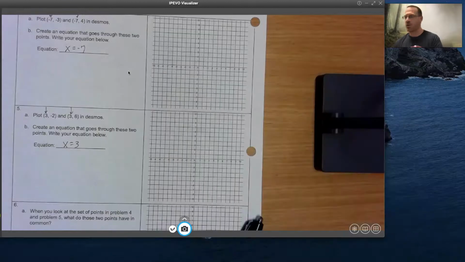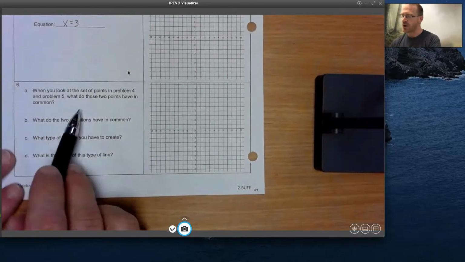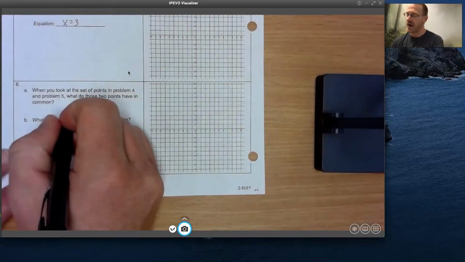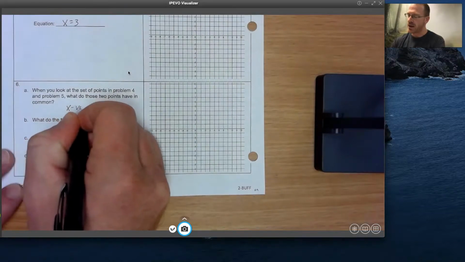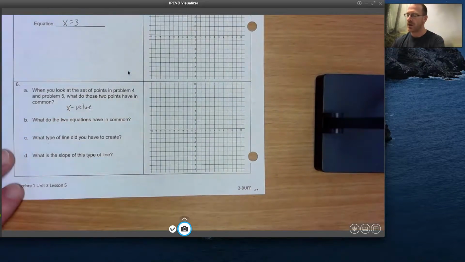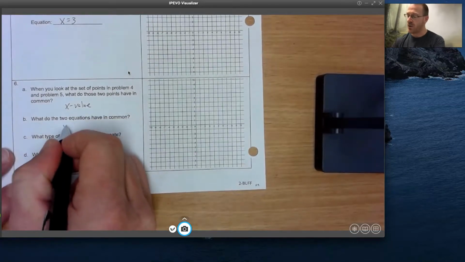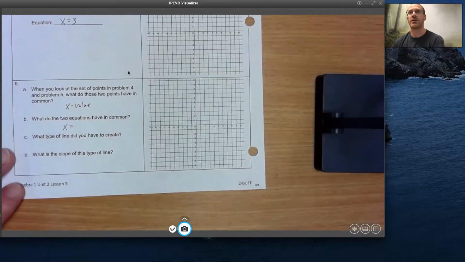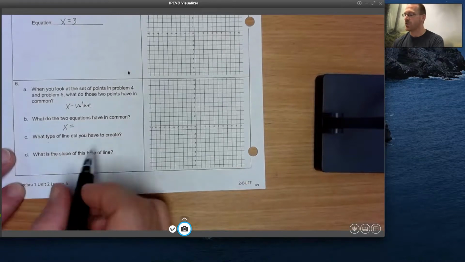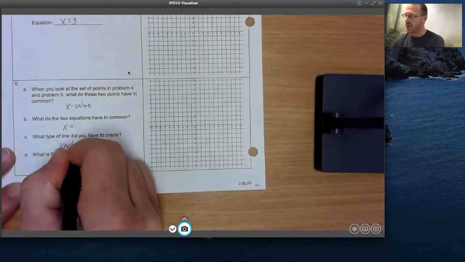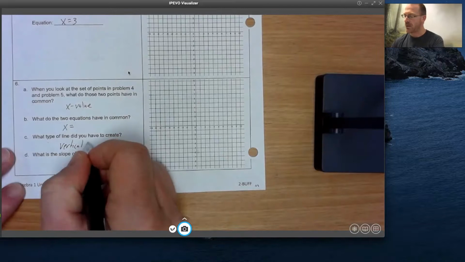Now let's go down to problem 6. We already talked about what they have in common: they have the same x coordinate, the same x value. What do these 2 equations have in common? Because they have the same x value, they both are x equals. Opposite of what we just did with y equals, what type of line did we create for both of these? It is a vertical line.